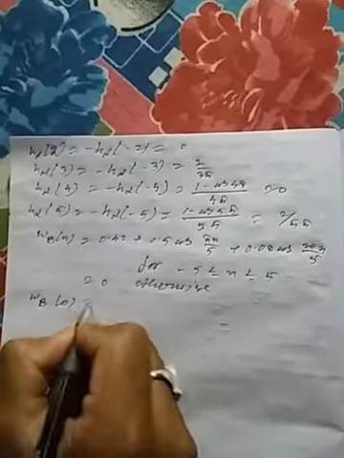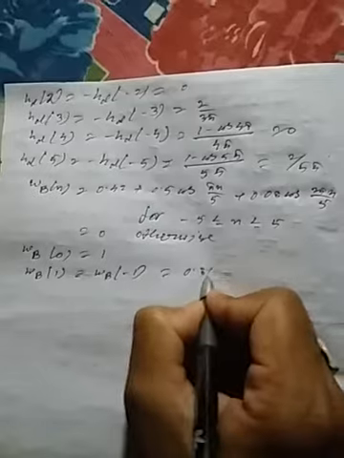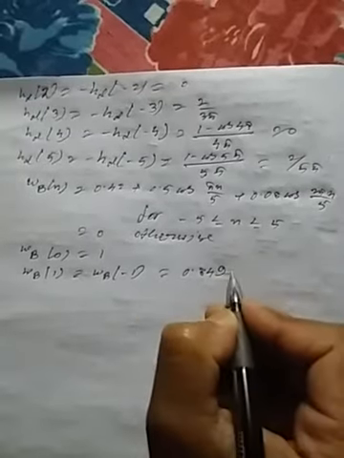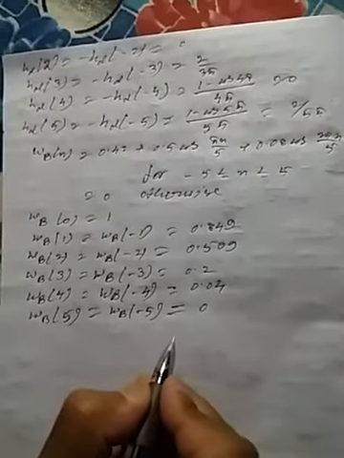Now we have to find all the filter coefficients. At first wb[0] will be equal to 1, wb[1] is equal to wb[minus 1], which is basically equal to 0.849. Since the Blackman window is symmetric about its axis, wb[3] equals wb[minus 3], which has the value 0.2, and wb[4] has the value 0.04, and wb[5] has the value 0.